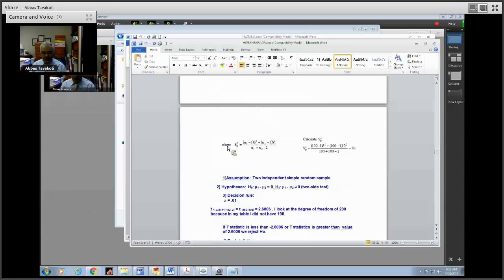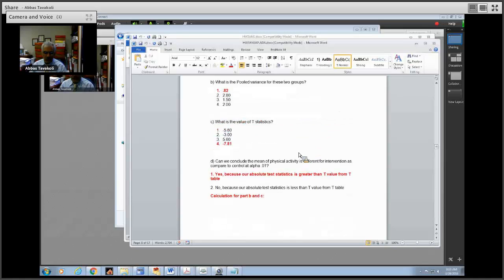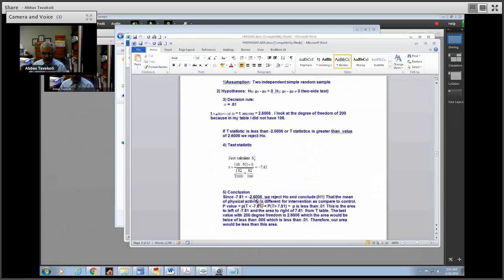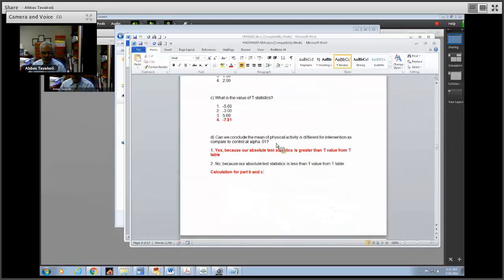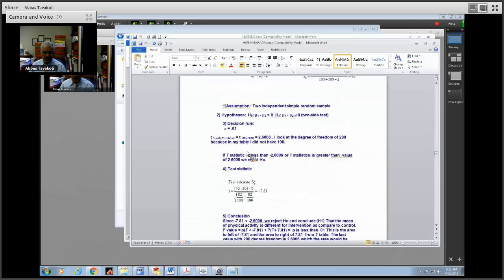Because you have two samples and you don't have population information, you're using a two-sample t-test when population variance is unknown. And what is the pooled variance? Simply using the pooled variance, here the pooled variance is 82. And now what is the t statistic? Basically you calculate your mean from sample 1 minus sample 2 divided by a standard error, which is pooled variance divided by each sample size, which is the same, 100 for both samples.